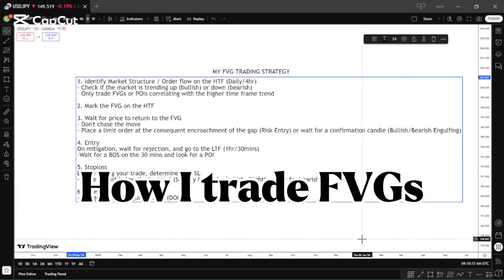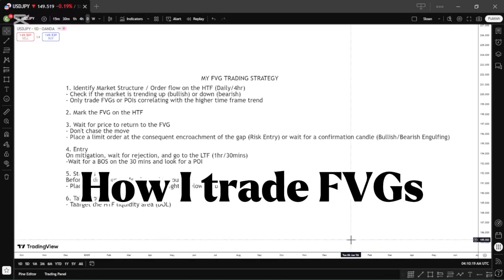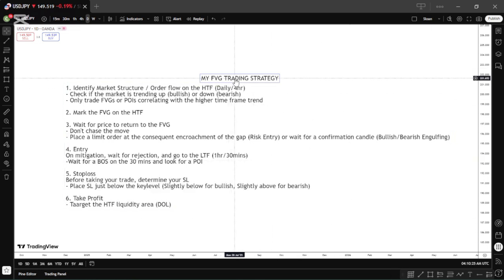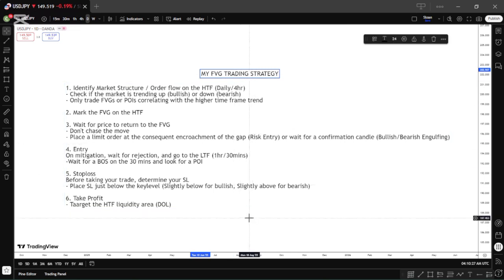So here is the easiest and most profitable fair value gap strategy you can find anywhere. This strategy has been refined, studied, and verified to have a high win rate.